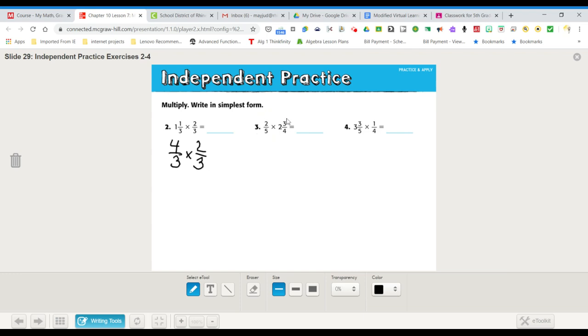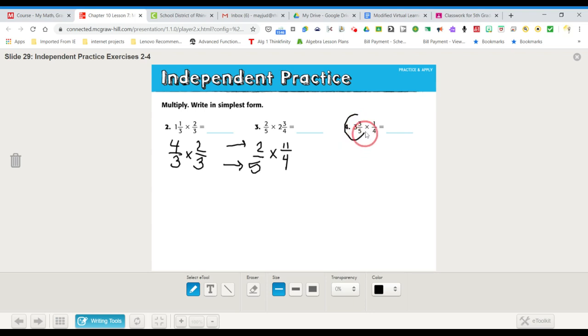Here you have 2/5 times 2 3/4. This is a mixed number, so you've got to change this into a fraction. 2 times 4 is 8, plus 3 is 11, so this becomes 11/4. And again, the first step is to change your mixed numbers into improper fractions and then multiply straight across. This one you will need to change because you will have an improper fraction and you're going to have to change that into a mixed number.